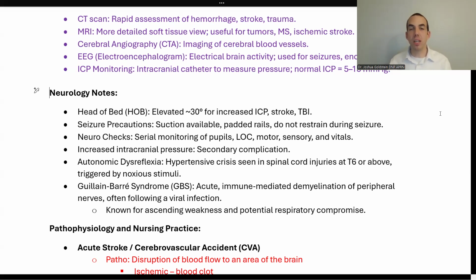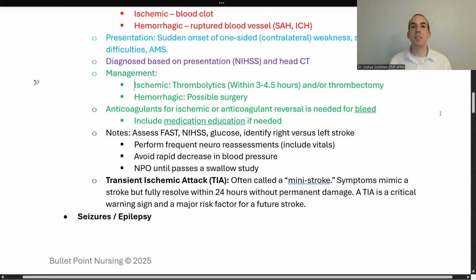That's where the patient gets a blood clot in one of the cerebral arteries. So now part of the brain is no longer getting perfused. That's an ischemic stroke. The other type of stroke is a hemorrhagic stroke, where one of the blood vessels in the brain bursts, and now the patient's bleeding into their brain. That's much less common. That's about 10 to 20% of all strokes.